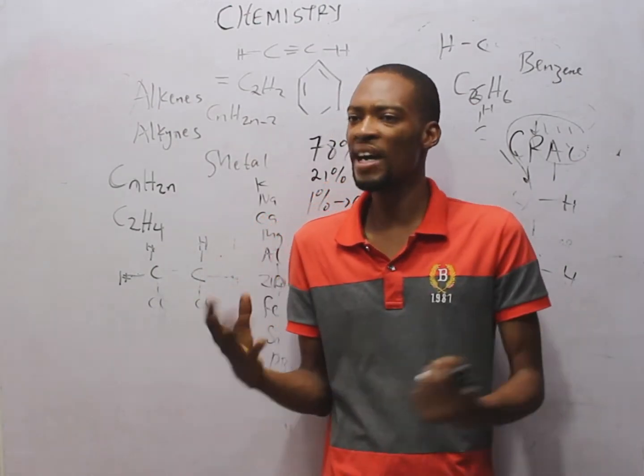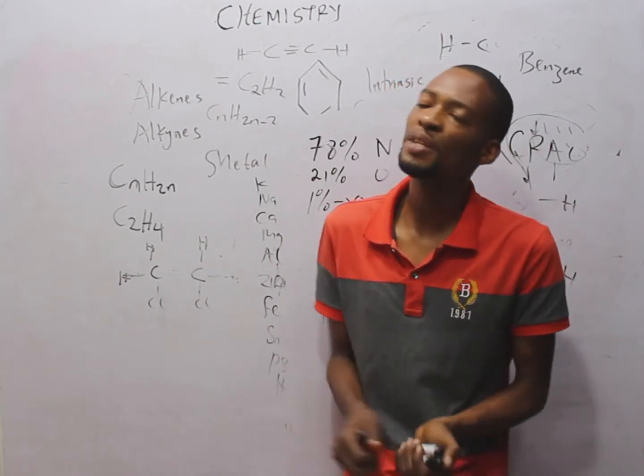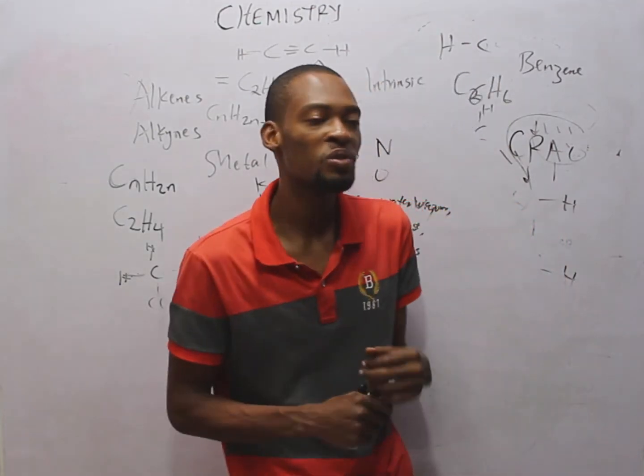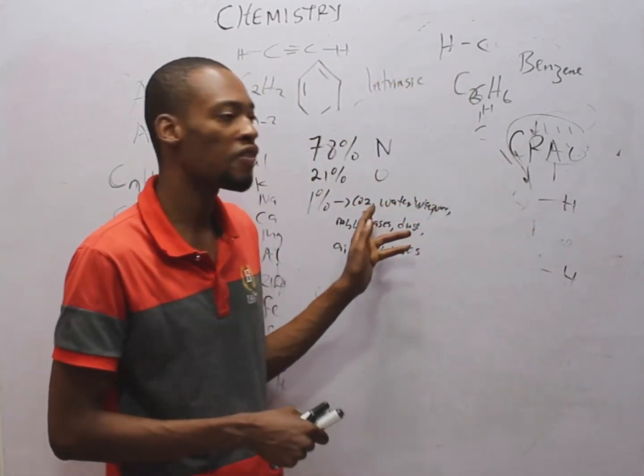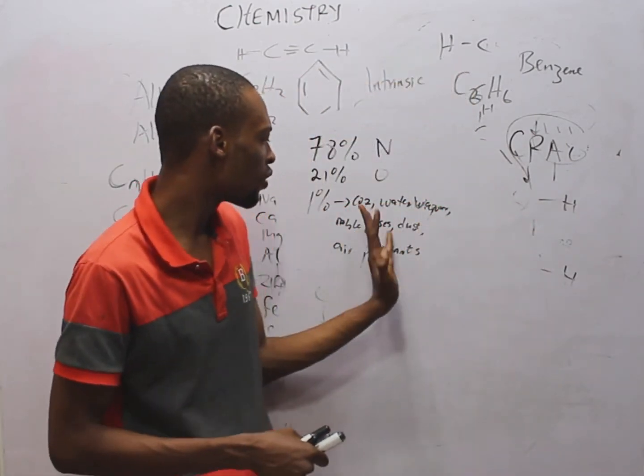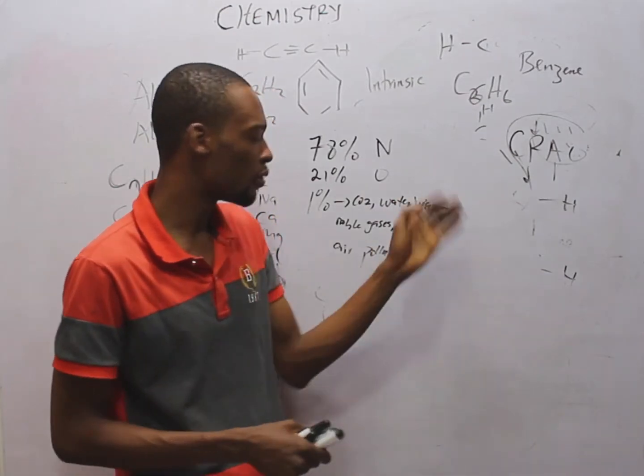Now the atmosphere or air is composed of 78% nitrogen, 21% oxygen, and 1% of carbon dioxide, water vapor, noble gases, dust, and air pollutants.